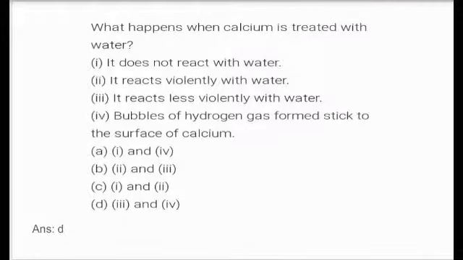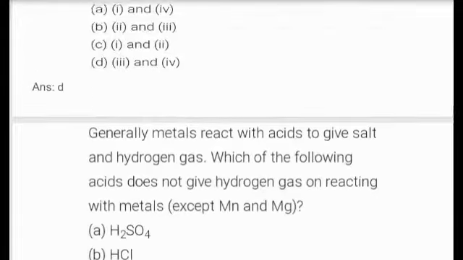The next question. What happens when calcium is treated with water? 1. It does not react with water. 2. It reacts violently with water. 3. It reacts less violently with water. And the fourth is bubbles of hydrogen gas formed stick to the surface of calcium. The options are A 1 and 4, B 2 and 3, C 1 and 2, D 3 and 4. The correct answer is D, that is 3 and 4.